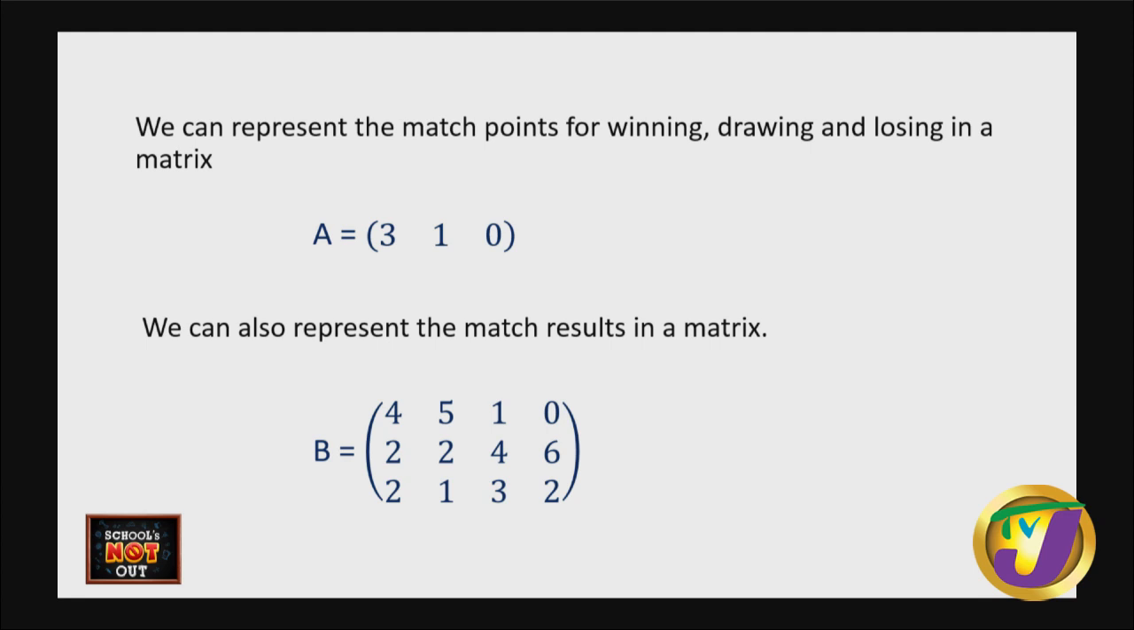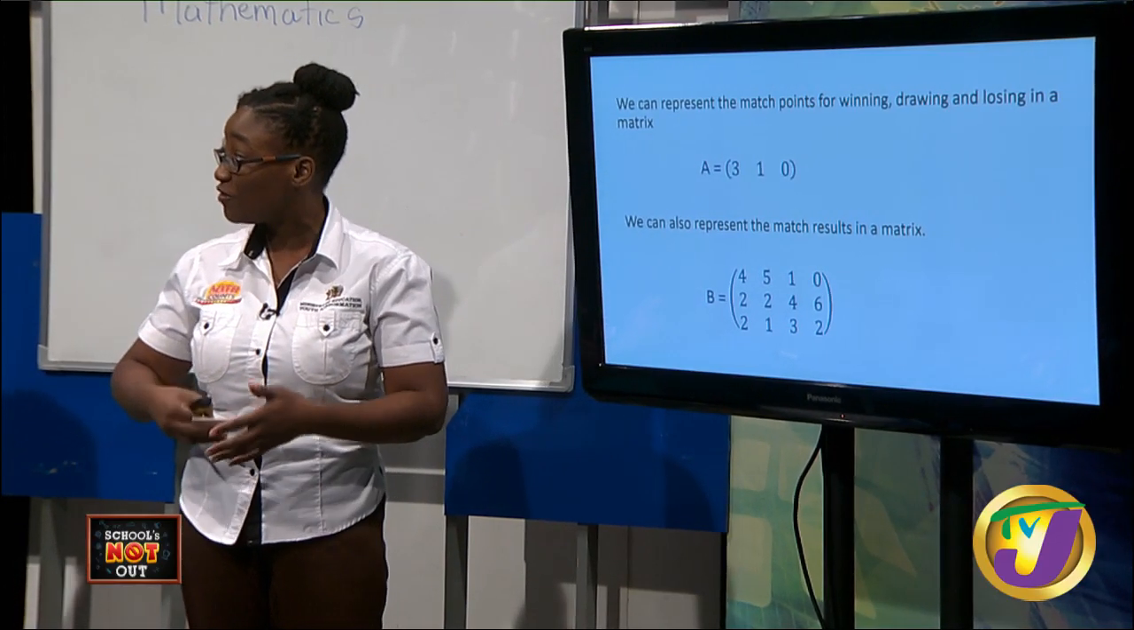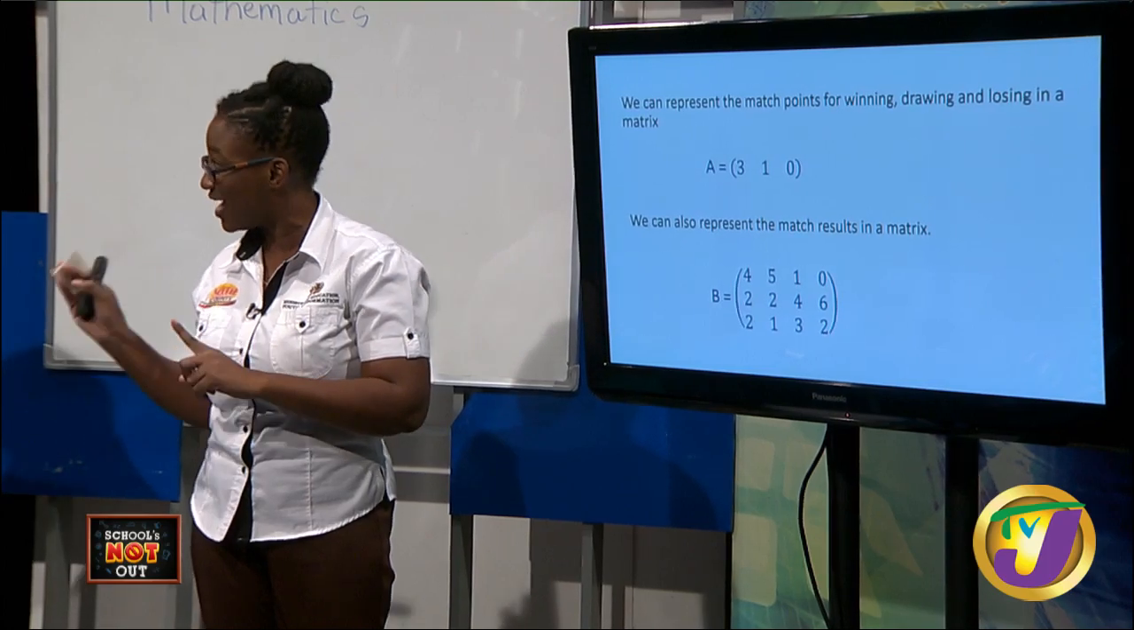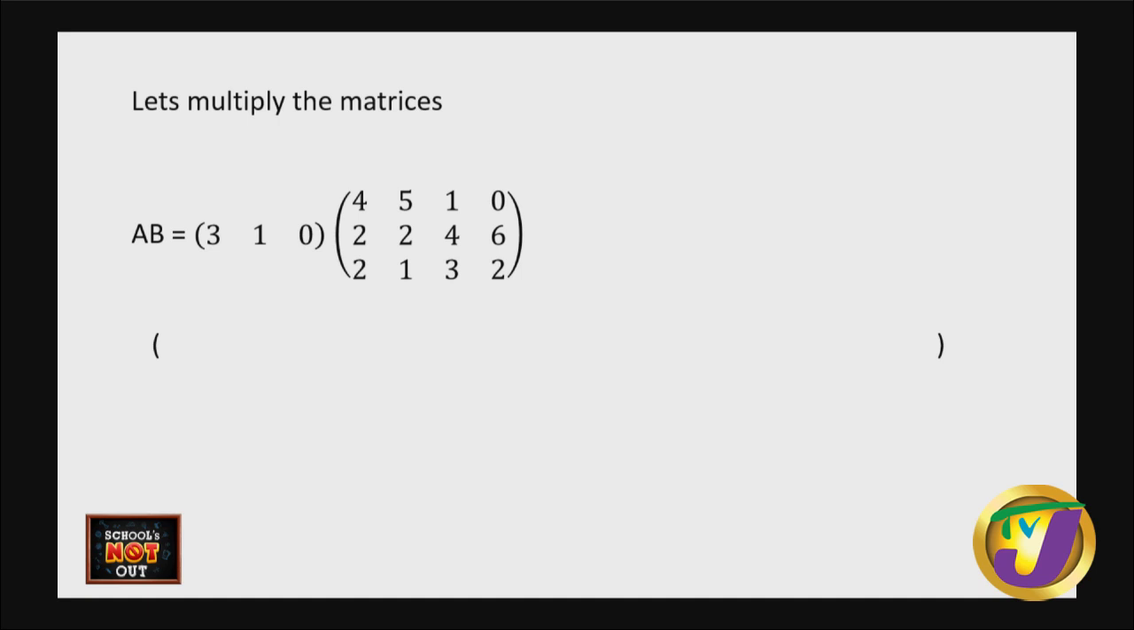And here we have the matrix representing the results from the matches for J, K, L, and M. And we're seeing here that it is a 3/4 matrix. And we're at this point now going to see how we could multiply these matrices. So we have matrix A, we have matrix B, and we're going to be multiplying.